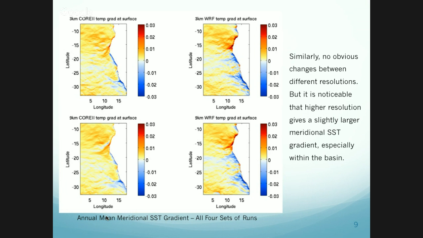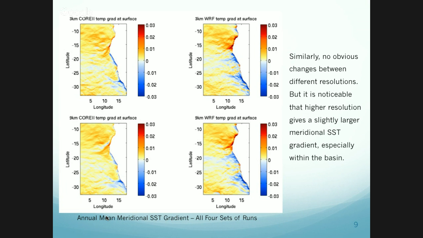Why the meridional gradient, why not the zonal gradient? Because here there's a front zone, and the front is what we consider most for the gradient here.